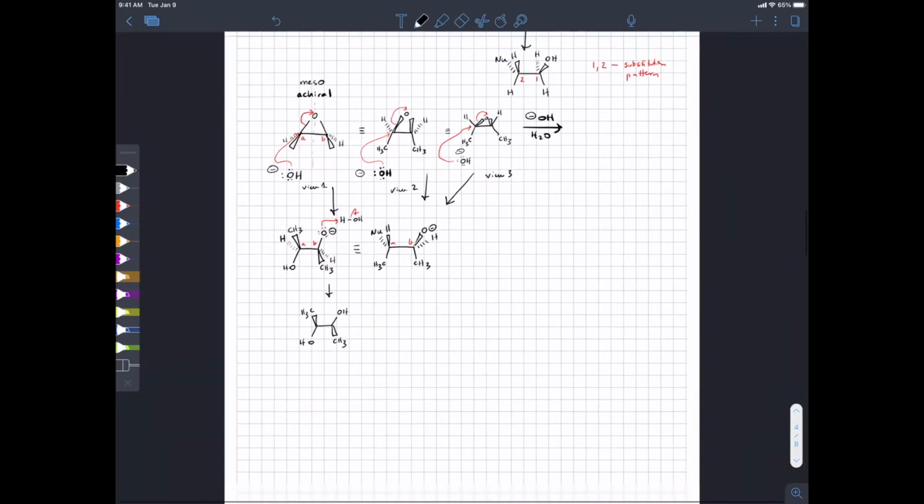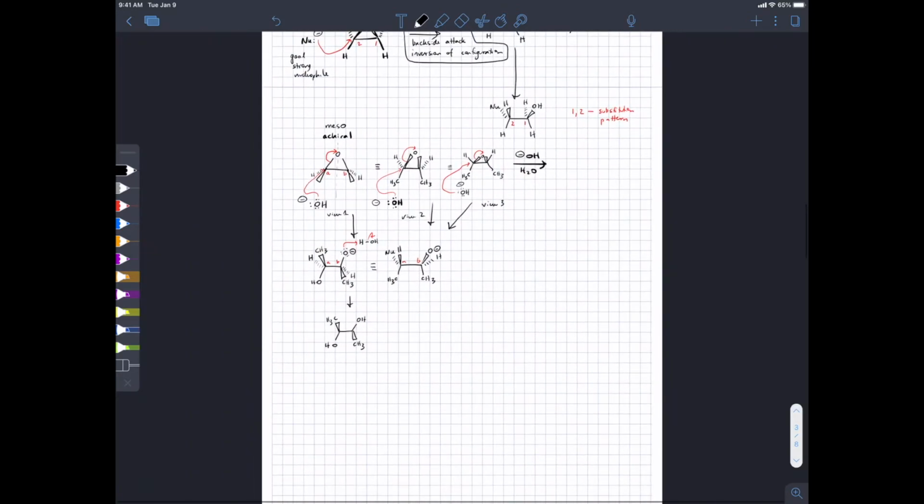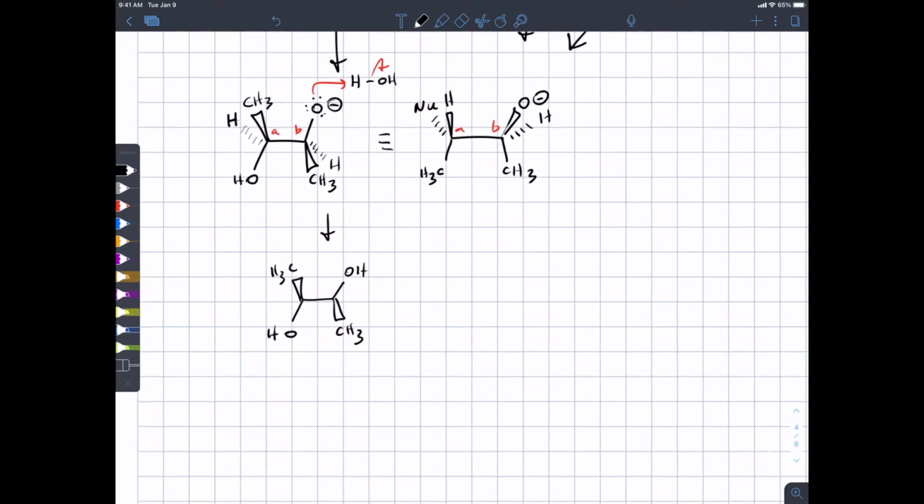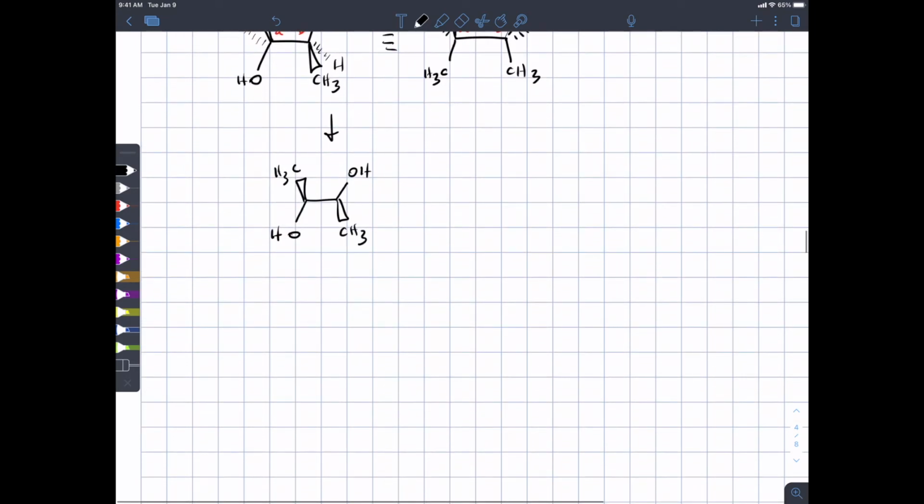Now, I could ask you at this point, is our molecule, our product, chiral or not? This is now an exam 2 question. So is it chiral or not? Well, the starting material was not chiral. Let's look at the product.